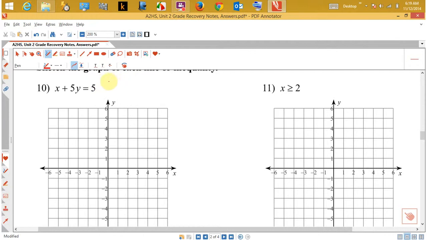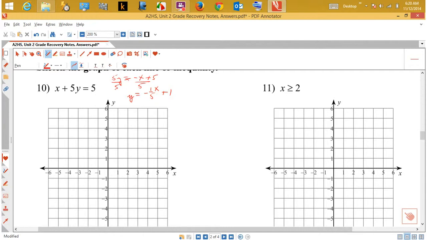So if I wanted to put this in slope-intercept form, I would subtract x from both sides. So I would have 5y is equal to a negative x plus 5, and then I would divide by 5, and I would get y is equal to a negative 1/5 x, and of course the x is a numerator, plus 1. And then I could plot it that way.